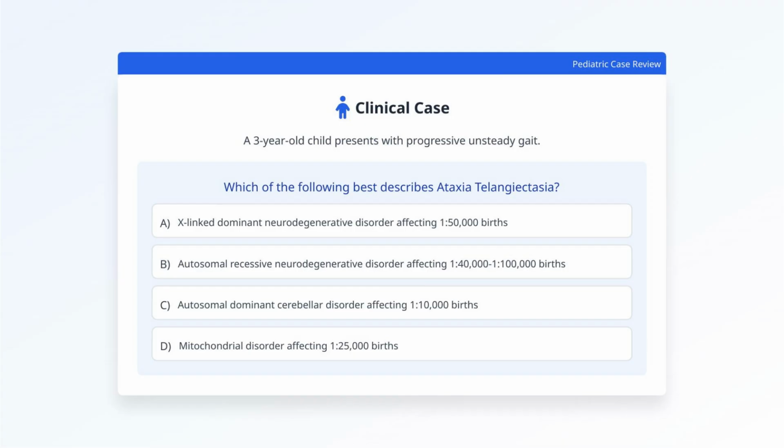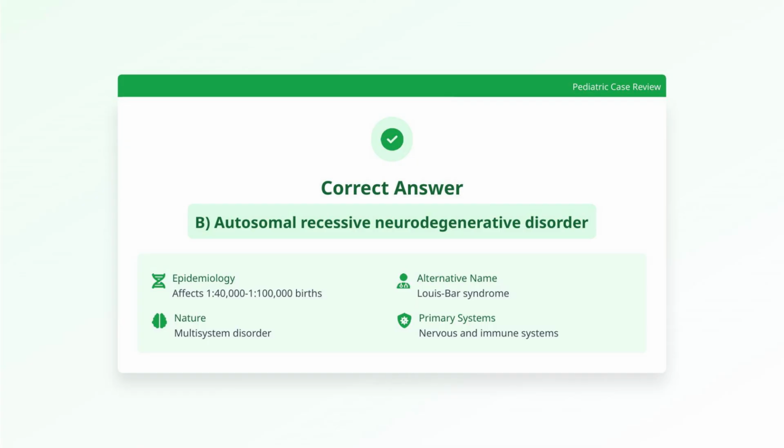Which of the following best describes Ataxia Telangiectasia? A. X-linked dominant neurodegenerative disorder affecting 1 in 50,000 births. B. Autosomal recessive neurodegenerative disorder affecting 1 in 40,000 to 1 in 100,000 births. C. Autosomal dominant cerebellar disorder affecting 1 in 10,000 births. D. Mitochondrial disorder affecting 1 in 25,000 births. The correct answer is B.